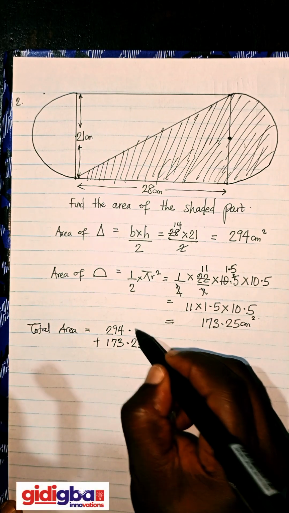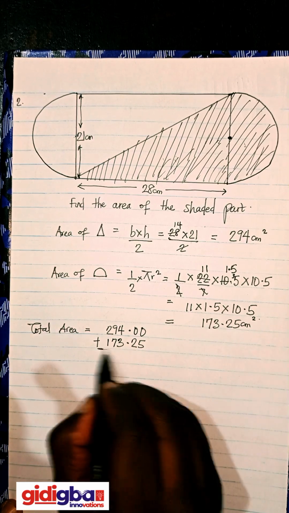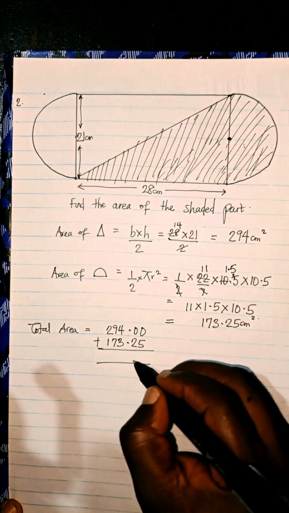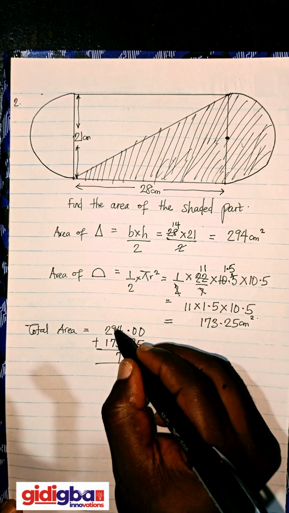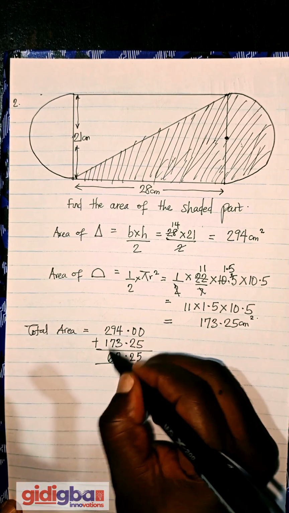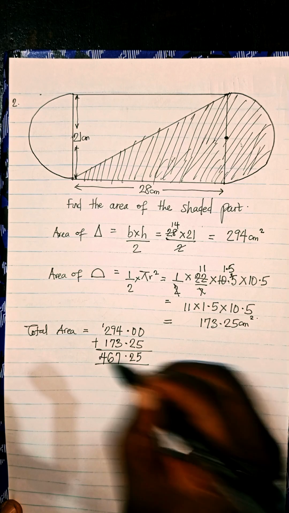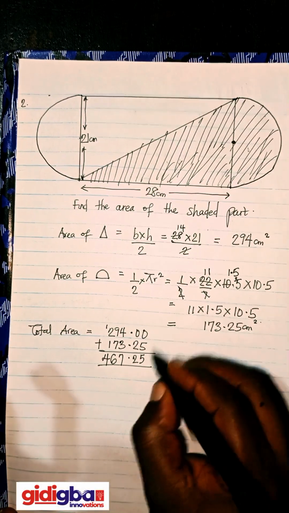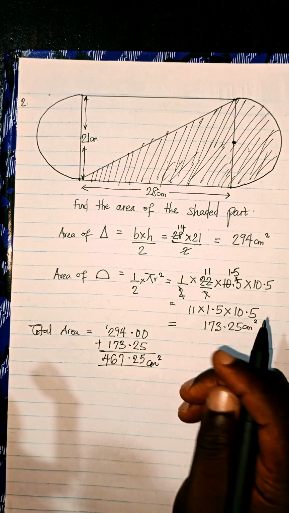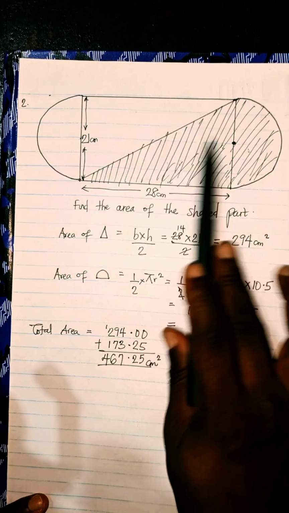So adding that, we get 5 here and 7 here. 9 plus 7 is 16, carry 1, that gives us a 4. Okay, so 467.25 centimeters squared. That is the area of this shaded part.